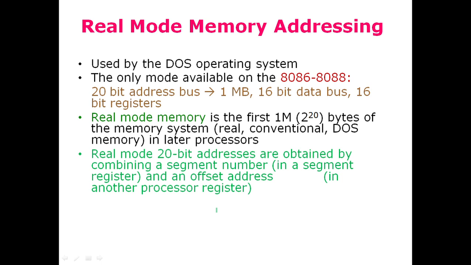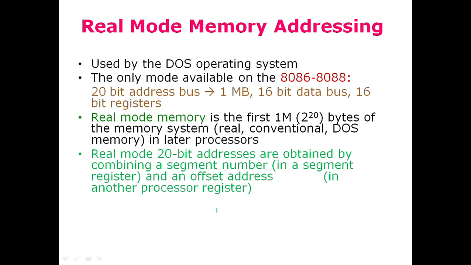While the later microprocessors, which can support more memory apart from the 1 megabyte, also have protected mode memory addressing available, they can also support real mode memory addressing. Real mode memory addressing is the only mode available in the 8086 and 8088 microprocessors.